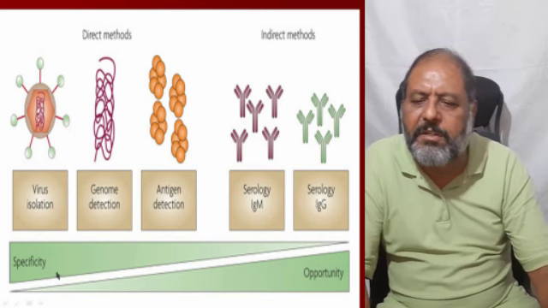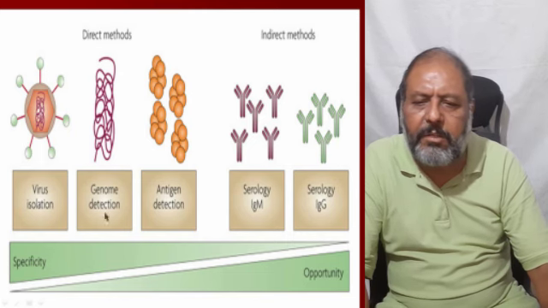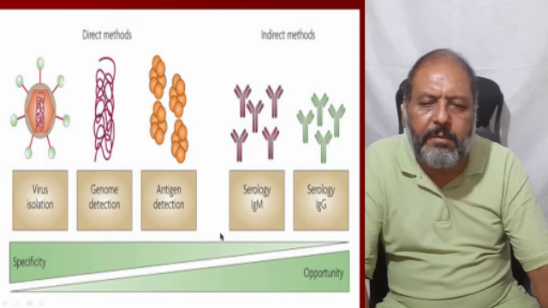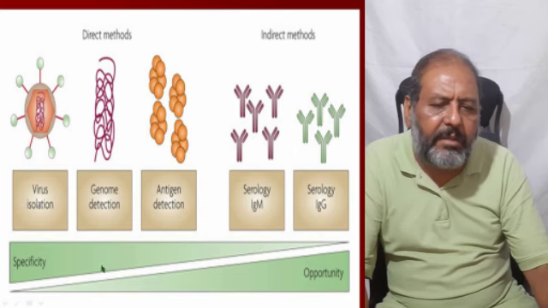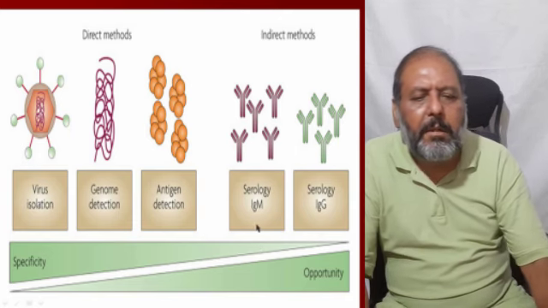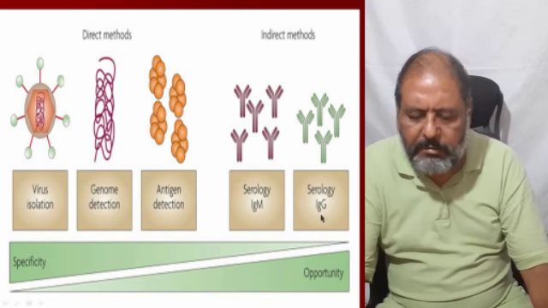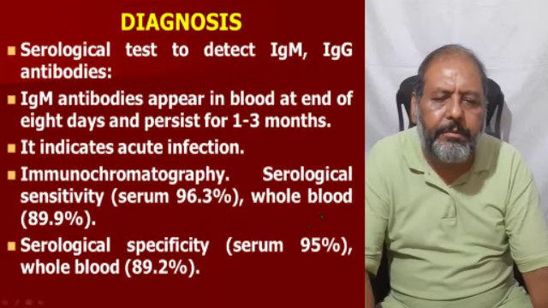So regarding the specificity of these tests, one can see that virus isolation and genome detection are more accurate, and then we come toward the tapering, which is less accurate: IgM and IgG give a clue about the diagnosis.